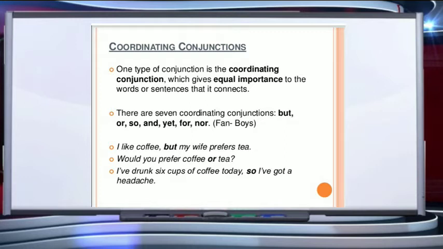Now, there are 7 coordinating conjunctions, children, and the easiest way to remember is with the word fanboys. F for, and, nor, but, or, yet, and so. So with the first letters of the word fanboys, you can remember the list of 7 coordinating conjunctions.